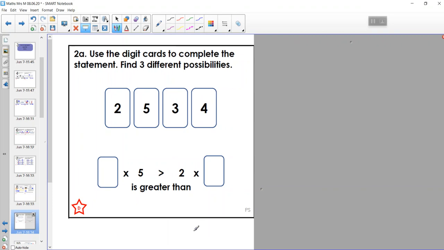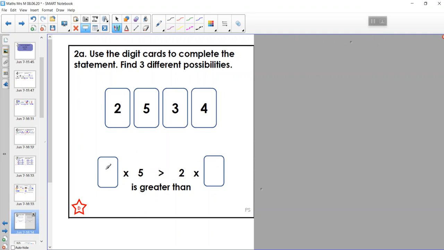Now this one is a bit of a challenge for us because we've got to find different possibilities. Use the digit cards to complete the statement to find 3 different possibilities. Something times 5 is greater than 2 times something. I've got to use these cards to help me.